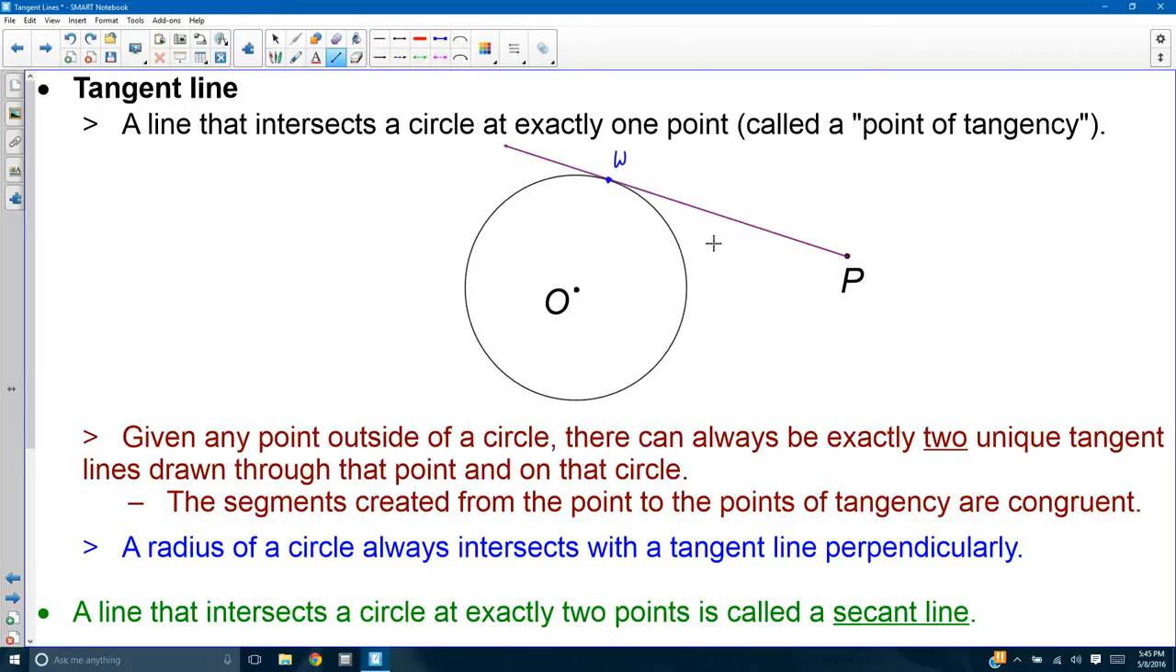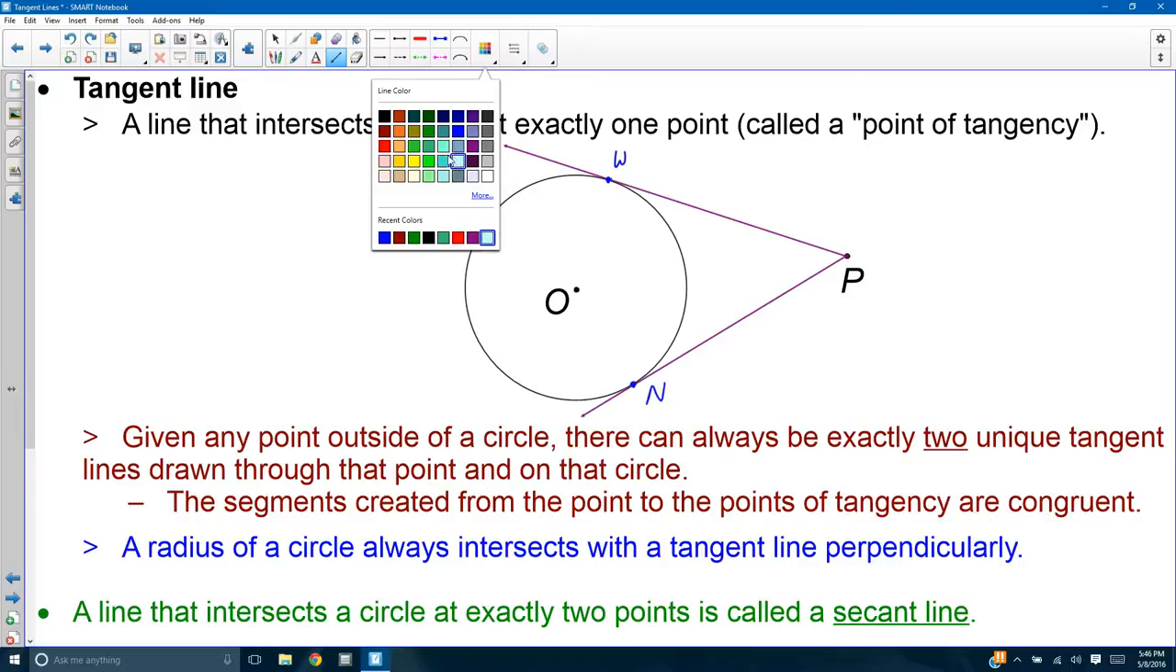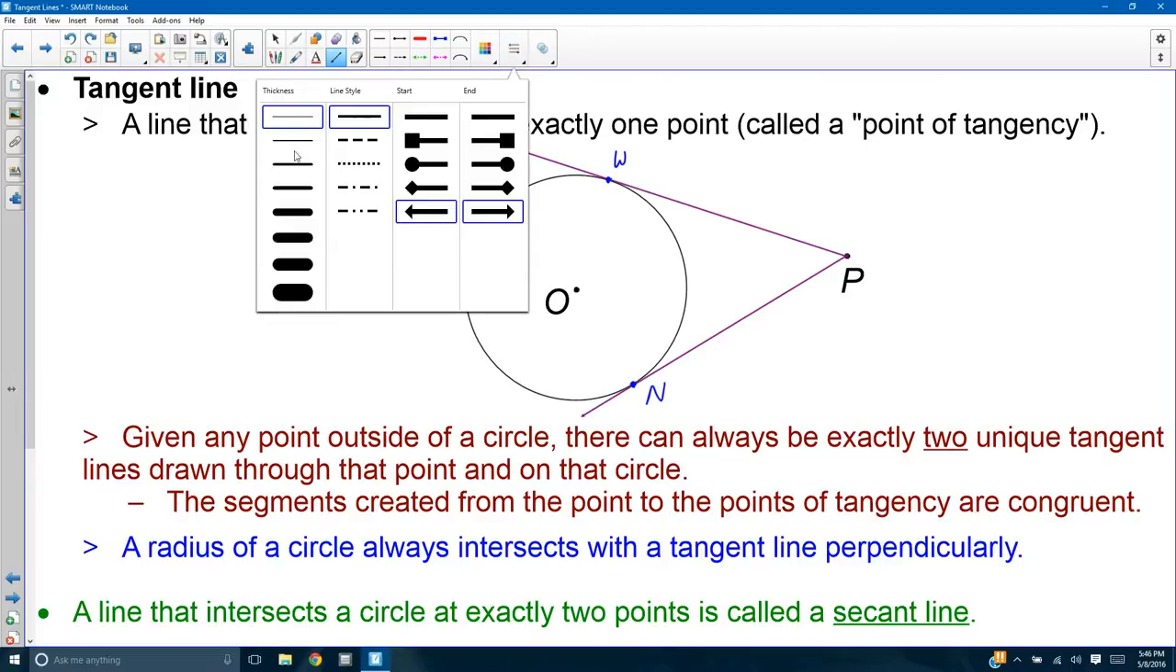That's one of them. Looks like I can do a second one here. Given any point outside a circle, there can always be exactly 2 unique tangent lines drawn through that point and on that circle through a point of tangency. Where's the other one? Well, it's down below here. So I find this one, and it's crossing right there. It's another point. Let's call it N. Anyway, the segments created from the point to the points of tangency are congruent.